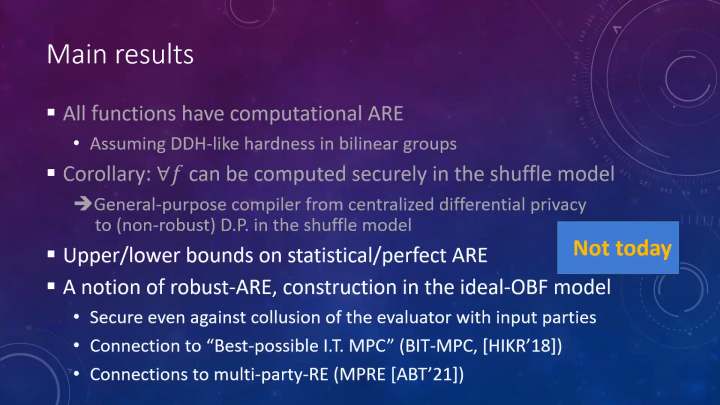Other things that are in the paper, but I will not have time to talk about today. There are some upper and lower bounds on statistical and perfect AREs, and there's the notion of robust ARE, which is what happens if you think of a collusion between the evaluator that sees the sum and some of the input parties. If you want to get security even in that context, then that's a much stronger notion of security. In particular, it implies obfuscation. We show how to construct it in the ideal obfuscation model, and we connect to other notions like best possible information theoretic MPC and multi-party randomizing.